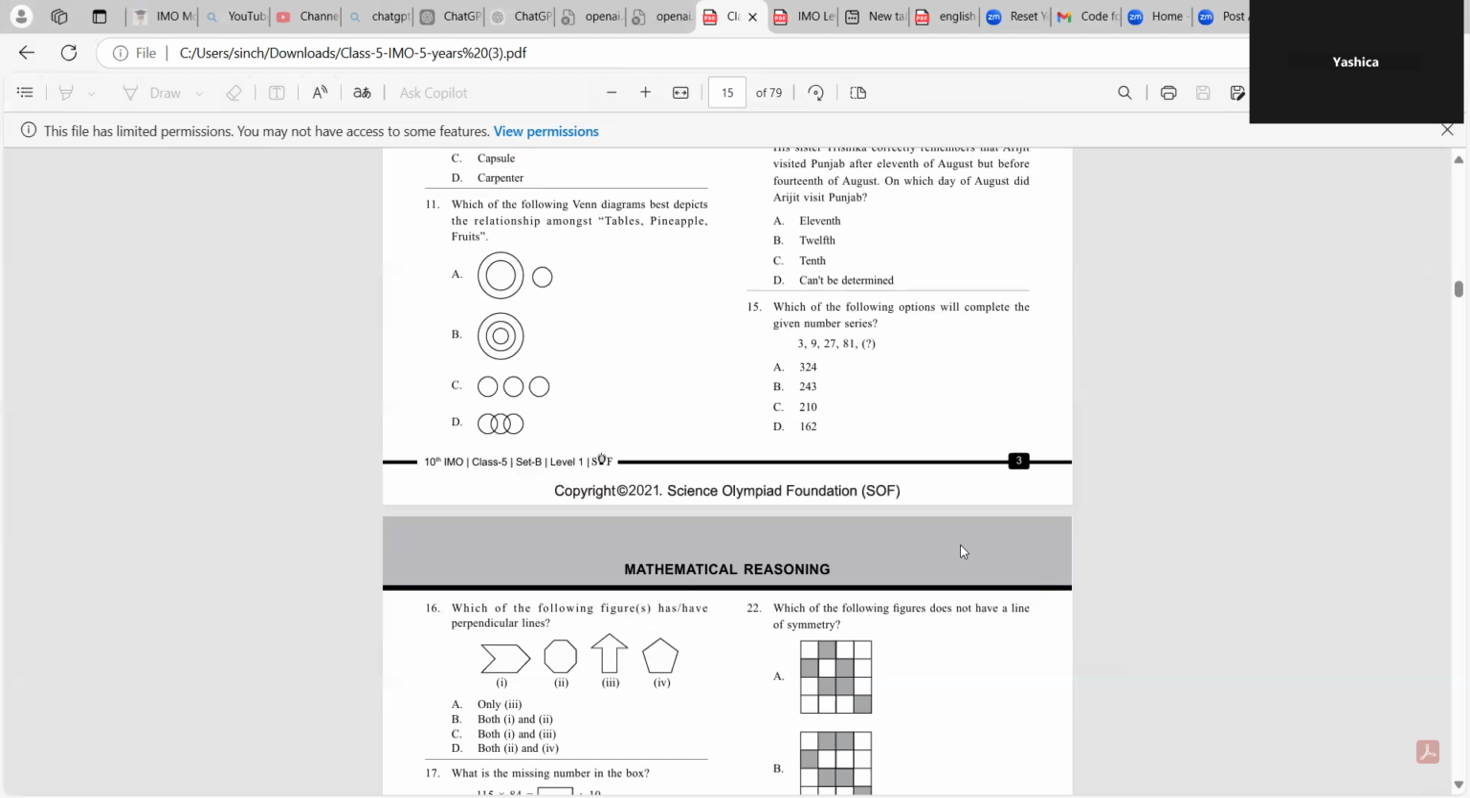Ma'am, it is option A because pineapple is a type of fruit. So the outer circle would be fruits and the inner circle would be pineapple. Now table has no relation to fruits and pineapple, so it will be a separate circle. Very good. Excellent, Yashika.